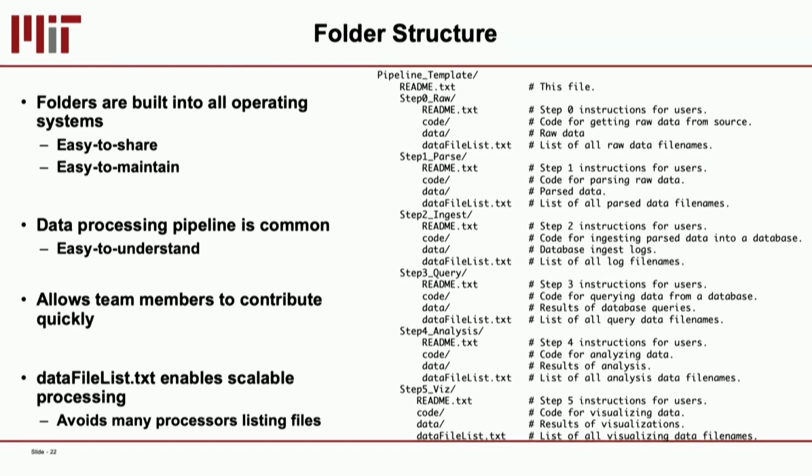This is really just this simple. When we talk about our standard pipeline, it's just a bunch of folders that we name like we show on the right. So we have an overall folder that we usually call pipeline. And then we basically label each step with step 0, step 1, so people know which is the beginning and which is the end and what's happening in there. So we have step 0 raw, step 1 parse, step 2 ingest, step 3 query, step 4 analysis, step 5 is viz if you're doing that.